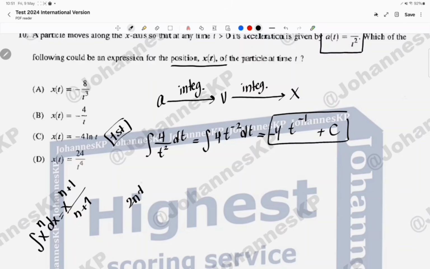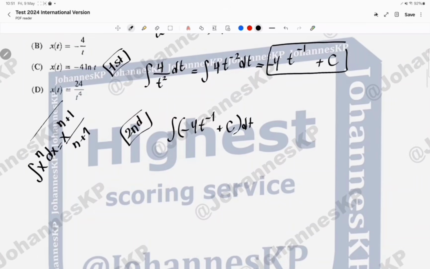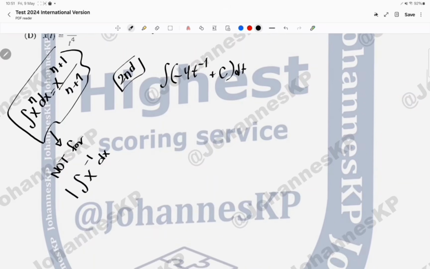Now we do the integration the second time. So I'm going to say integration of negative 4 t to the power of negative 1 plus c dt. Now, let me teach you something. This rule is true, but not for x to the power of negative 1. If you have integration of x to the power of negative 1, that means you're integrating 1 over x. And I just told you earlier that if we integrate 1 over x, you get ln.